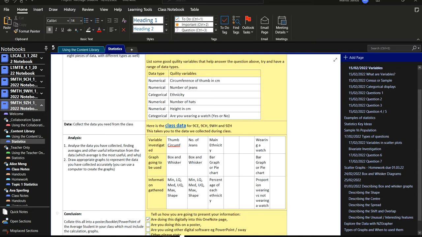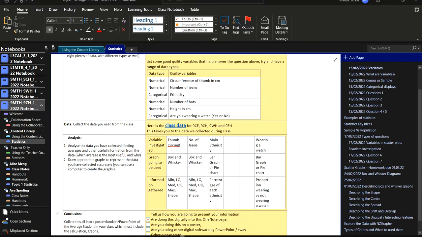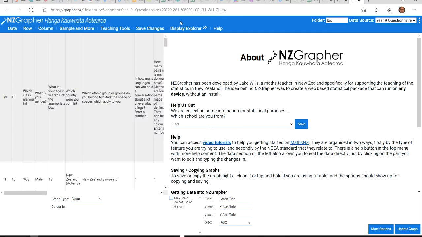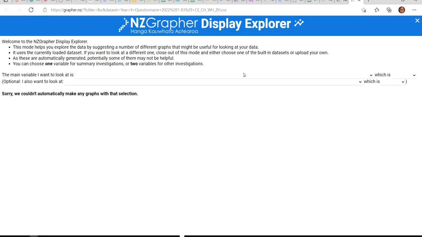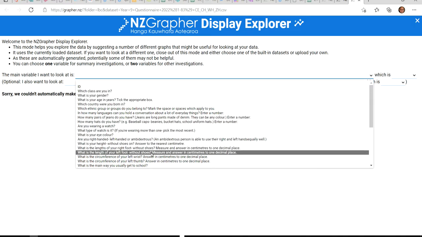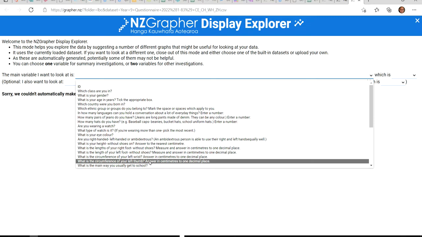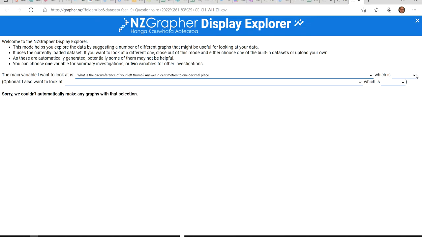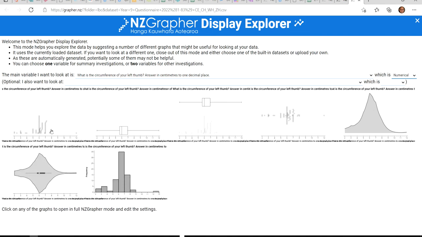to make it more clear and see how you are being given suggestions, we go to NZGrapher, we go into Data Display Explorer, and we enter thumb circumference. What is your left thumb, the circumference of your left thumb. Yes? What kind of variable is it? Huh? It's numerical. So I click numerical there, and I already have some suggestions there. Yes? The first suggestion is dot plots.